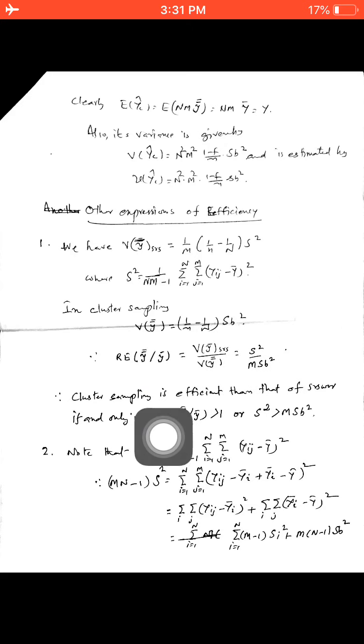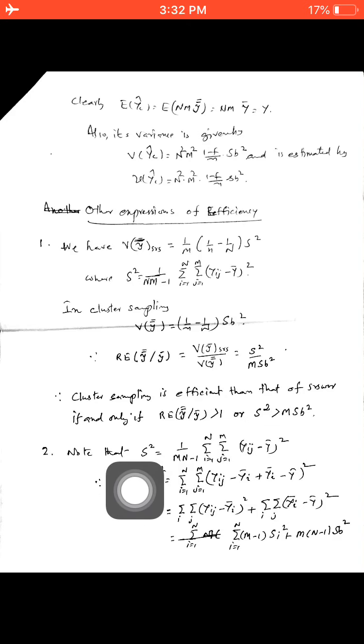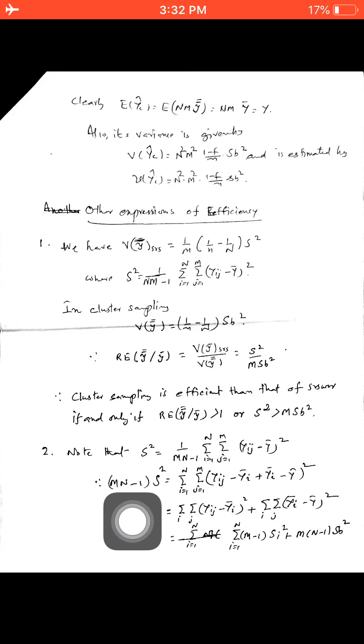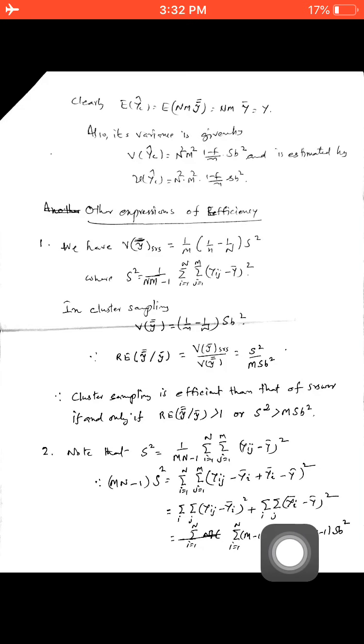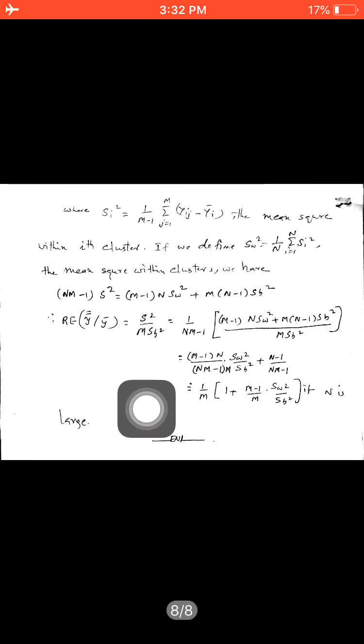And again, you can extend this result. This expression can be further improved by taking the expansion of capital S square. Here you see capital S square can be expressed like this, NM minus 1 into S square, because capital S square is this, and NM minus 1 into S square is equal to this, and the usual algebraic manipulations will give you this expression.